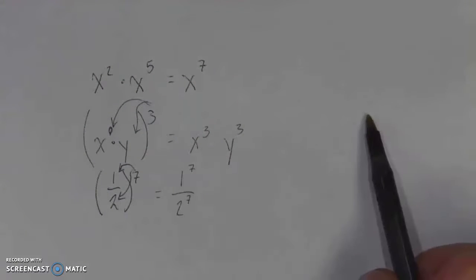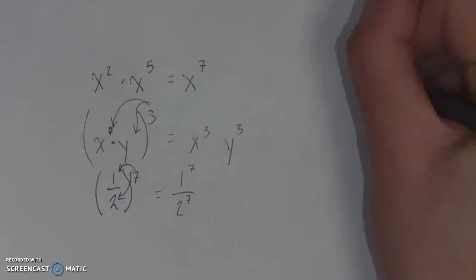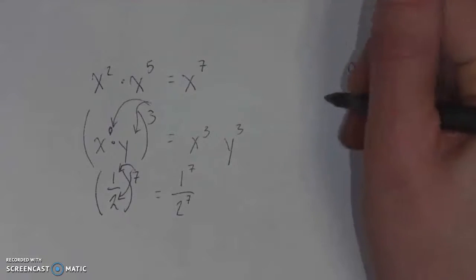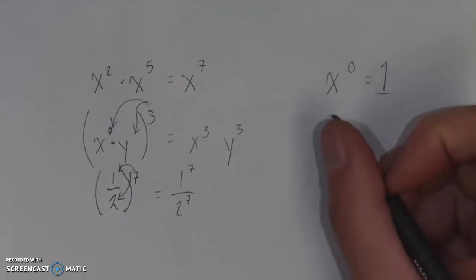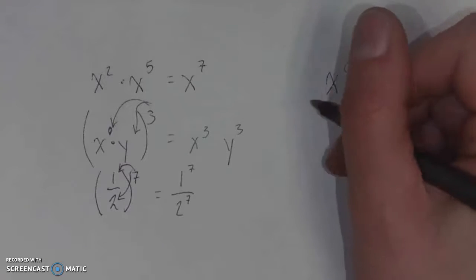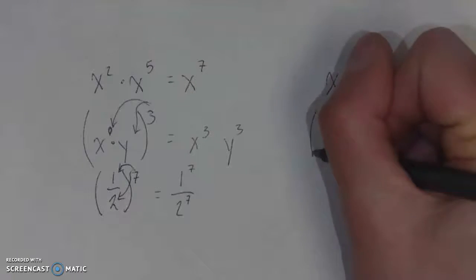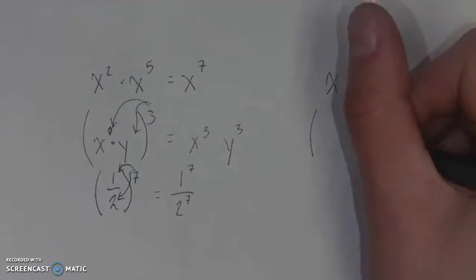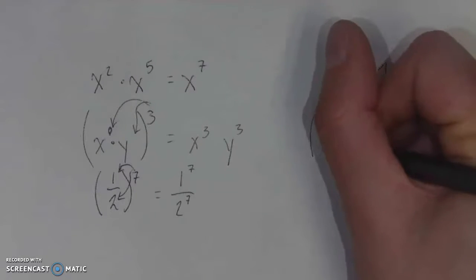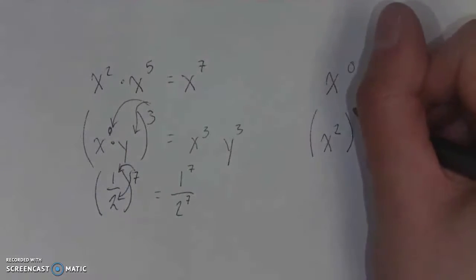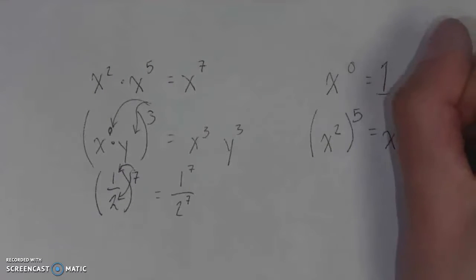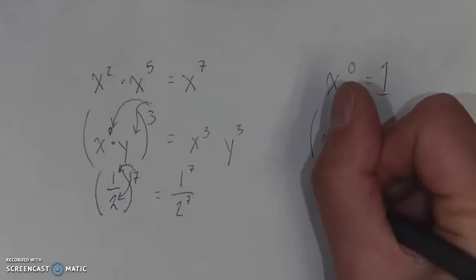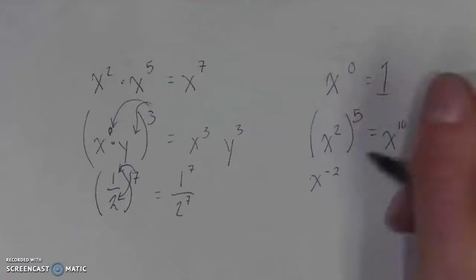We had rules when it came to what to do with our power of 0. So if I had something like x to the 0, well, anything to the 0 power always gives you an answer of 1. And last but not least, or second to last, we almost forgot one here, we also talked about what do you do when you have a power raised to a power. So like x squared to the 5th, well, a power raised to a power gets multiplied, so you get x to the 10th. And last but not least, what about things with negatives in their exponents?